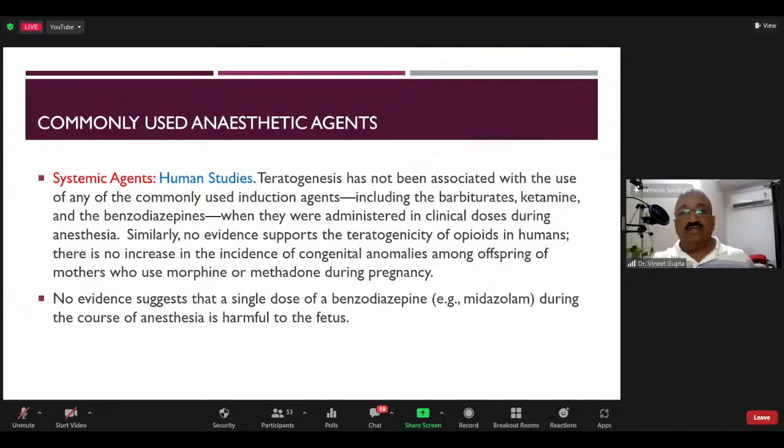Then commonly used anesthetic agents, systemic agents, human studies. I will only be talking about human studies for these kinds of agents. Teratogenesis has not been associated with the use of any of the commonly used induction agents, including barbiturates, ketamine, and benzodiazepines, when they were administered in clinical doses during anesthesia.